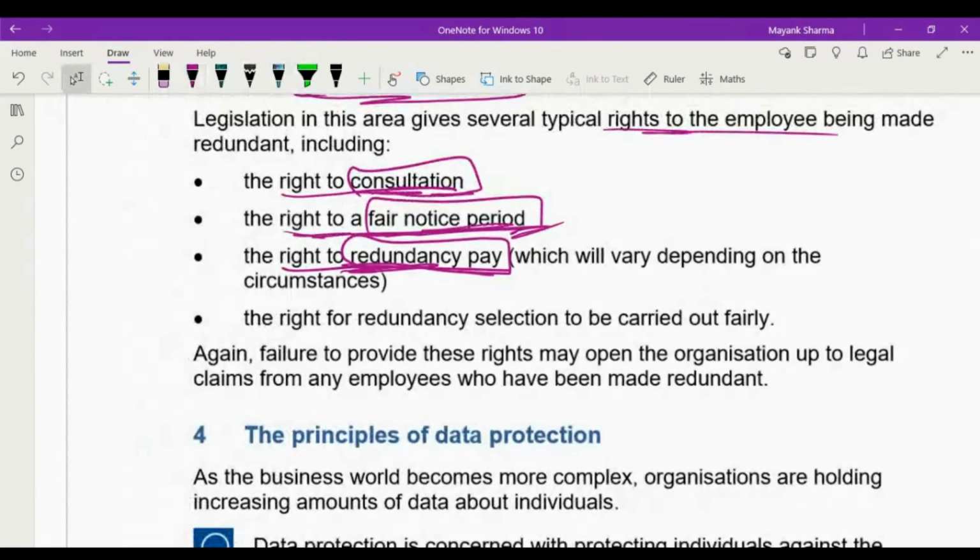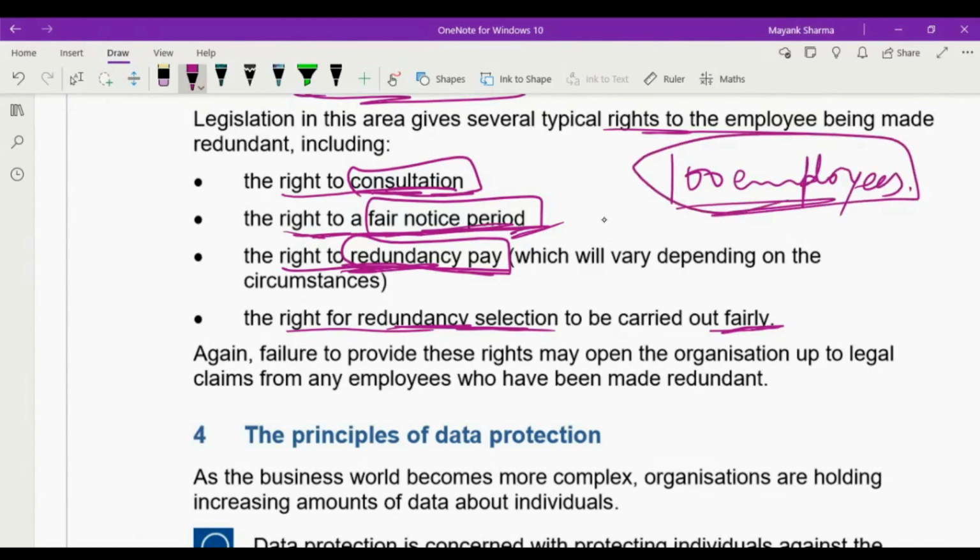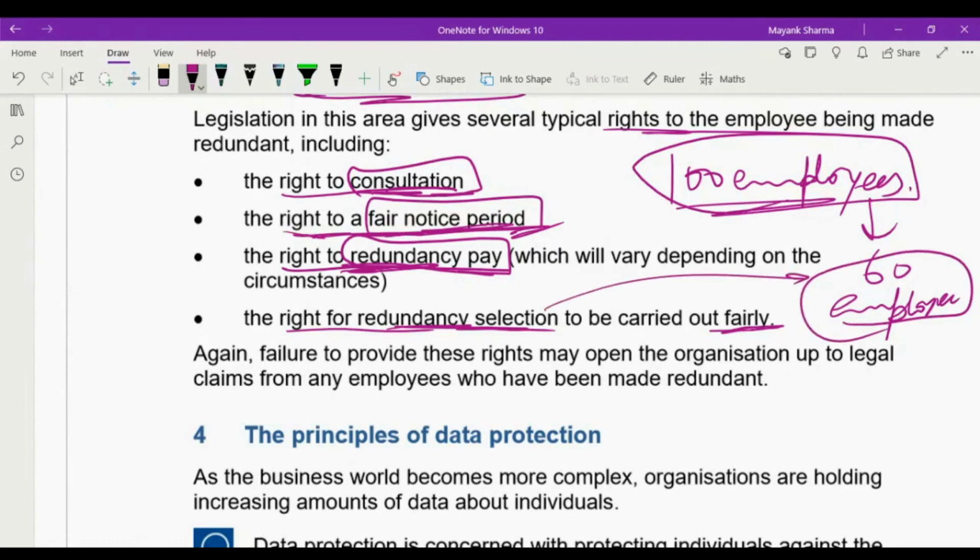Next is a right for redundancy selection to be carried out fairly. So you as a person who is redundant will have the right to compete among those who are actually staying back. For example, there are 100 employees. The ground for reduction of these 100 employees to 60 employees means 40 are being removed. You should have a say, or you should have a fair trial to stay in these 60 employees.